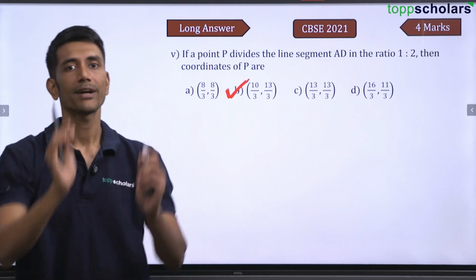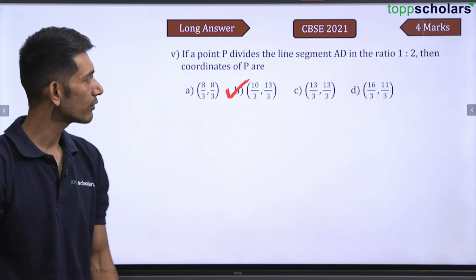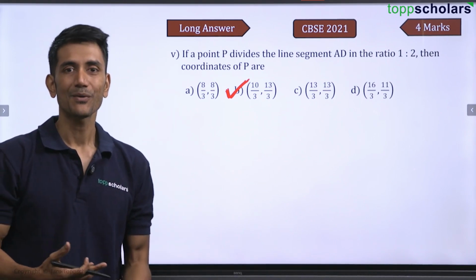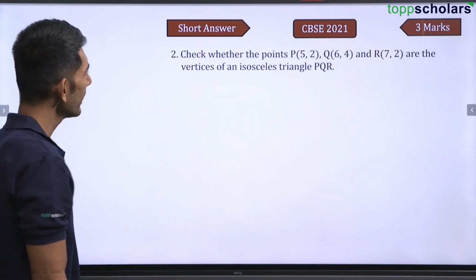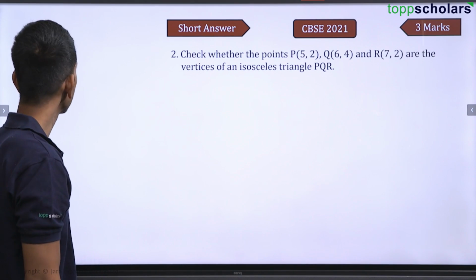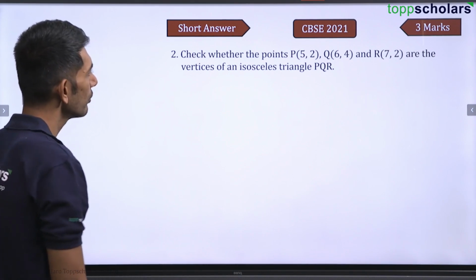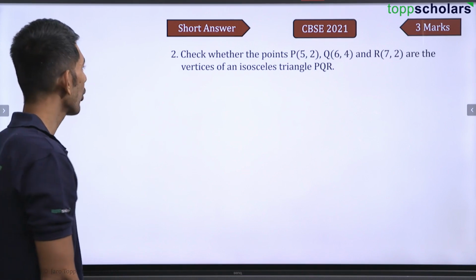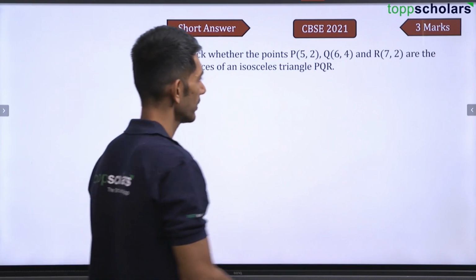Easy. I hope you are understanding how to solve these problems, and all the 5 questions we have solved from this. A bit lengthy question, but that's how it is. Let's continue. Now it says, check whether the points P(5,2), Q(6,4) and R(7,2) are the vertices of an isosceles triangle PQR.